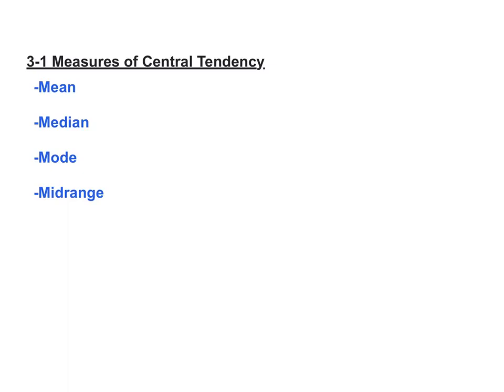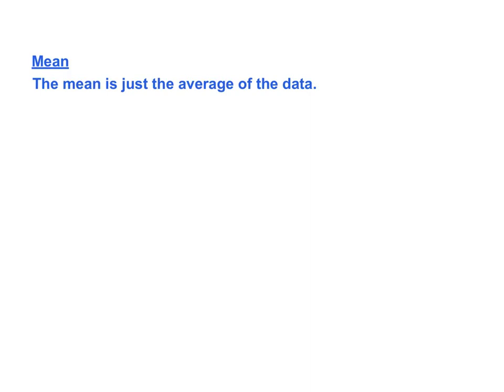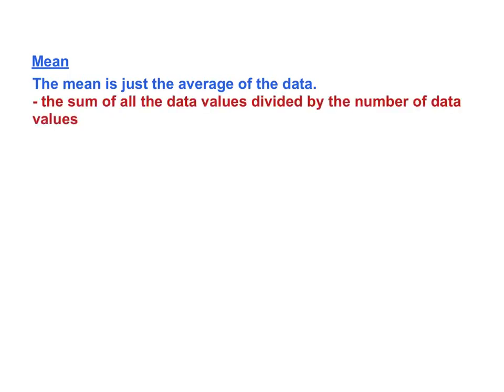Is mid-range just a range? No, it is not. Okay? So let's start with the mean. As you probably remember, the mean is the average of the data. Okay? In case you were not aware of what that means, it's the sum of all the data values divided by the number of data values. Add them up, divide by the number of numbers. That's how you find the mean.